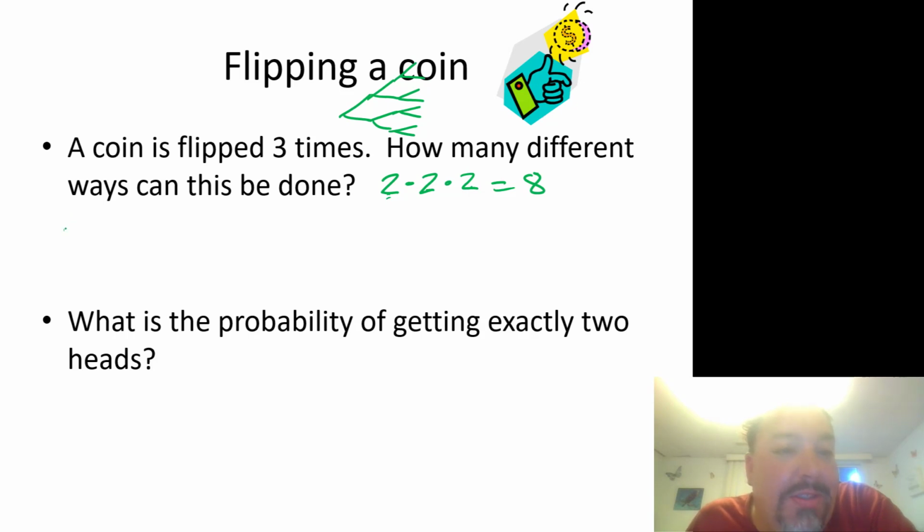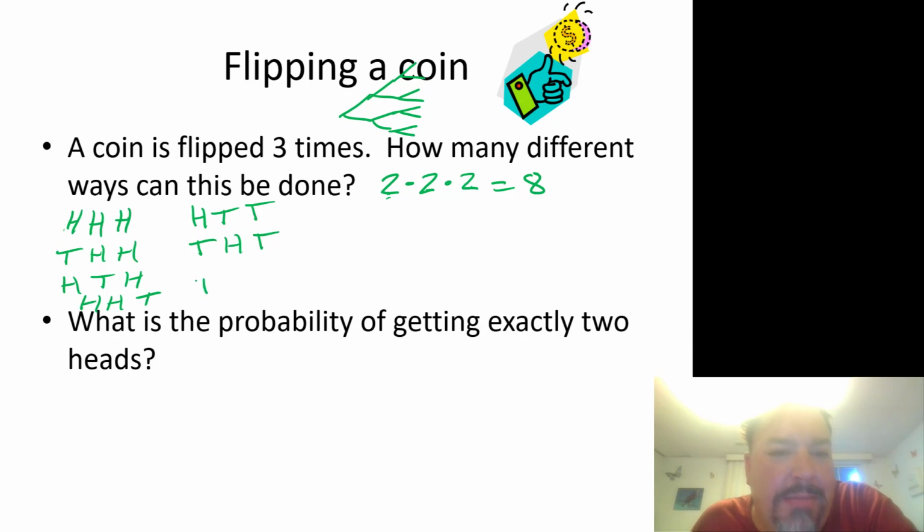So let's list these out. So it could be that they are all heads, or we could have 1 tail, so that tail could be at the beginning, or it could be in the middle, or it could be at the end, or we could have 2 tails, and that means that we have 1 head, and that 1 head could be at the beginning, or that 1 head could be in the middle, or that 1 head could be at the end, or we could have all tails. So that takes care of all 8 possibilities.